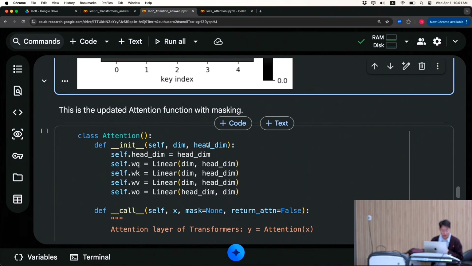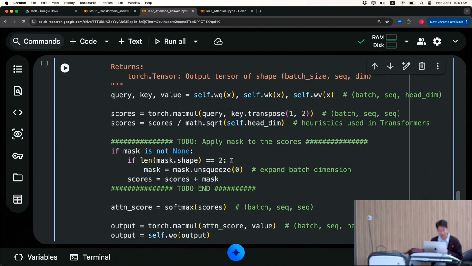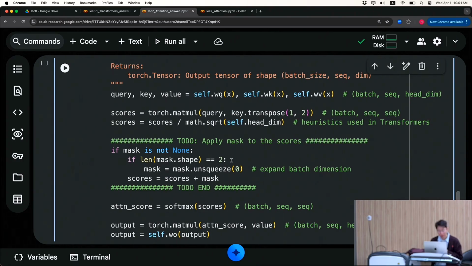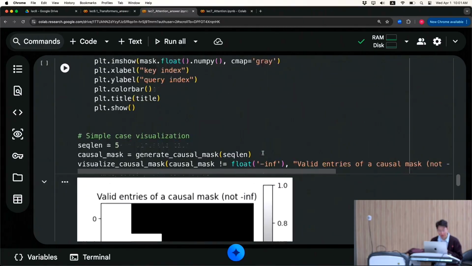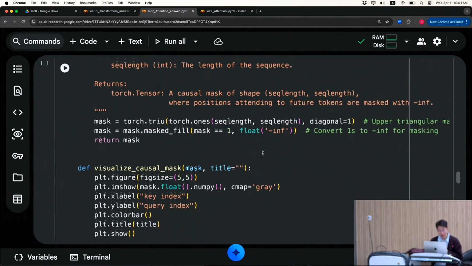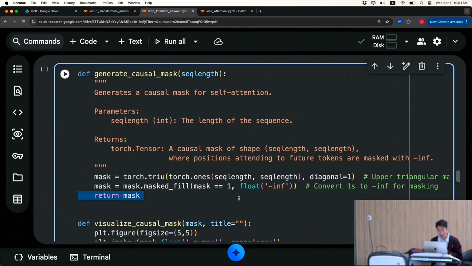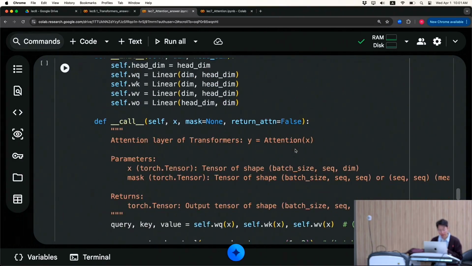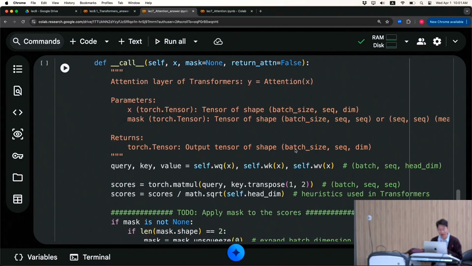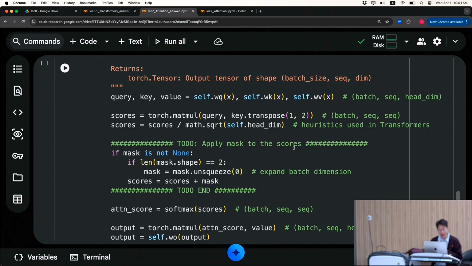Okay. So our input was, what was the size of the input mask? It generates a mask of size sequence length by sequence length. It makes sense to do so from outside because we're not going to apply a different mask for each different batch element.